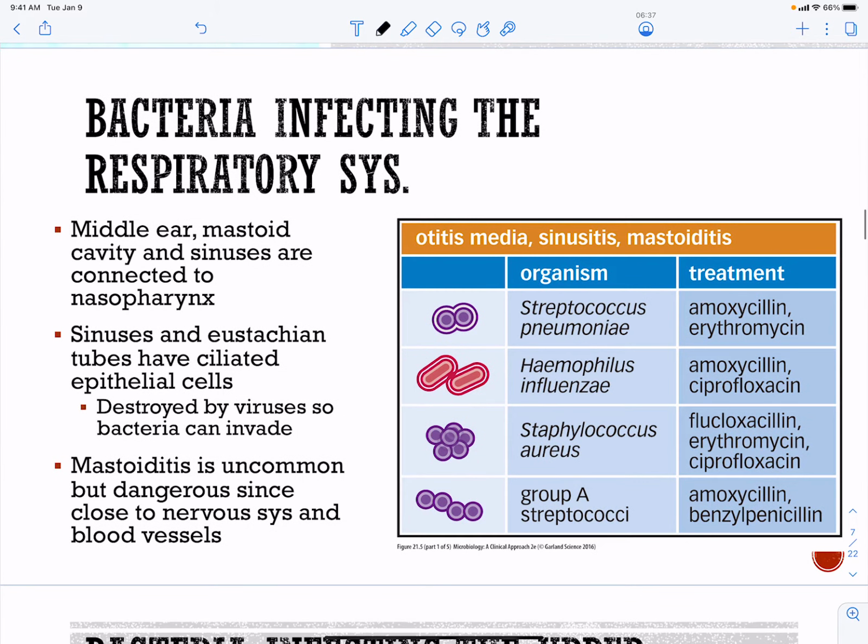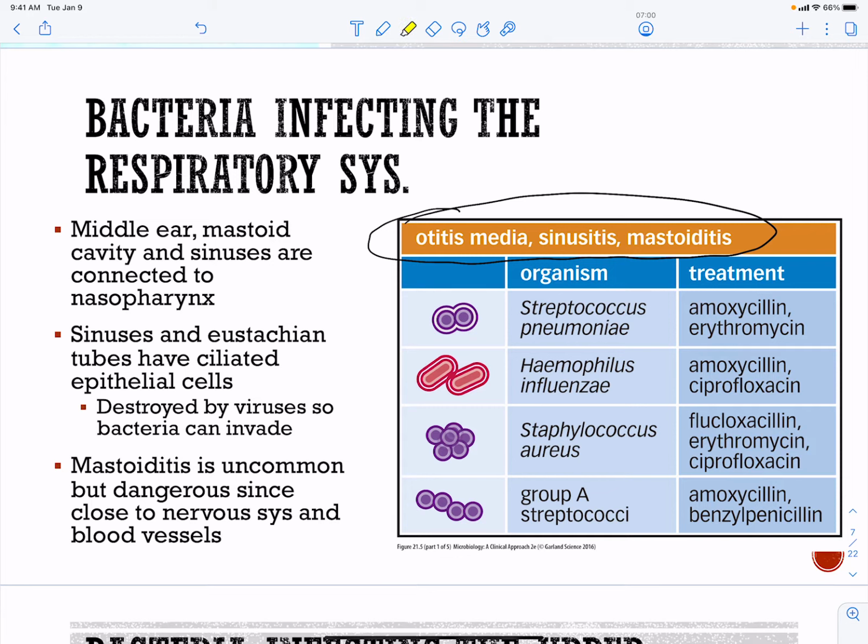Let's just spend a little bit of time talking about, in general, the bacteria that cause common respiratory system infections. You can see that ear infections, sinusitis, and upper respiratory tract infections are going to be caused by our normal flora bacteria. So we have Strep pneumoniae, group A strep or Strep pyogenes, and Staph aureus.